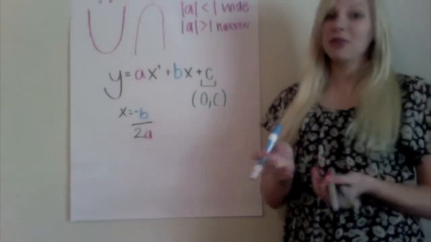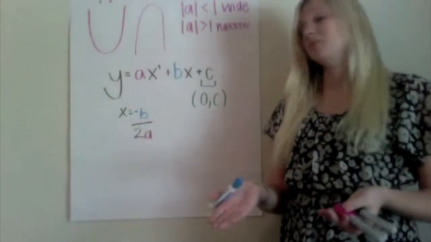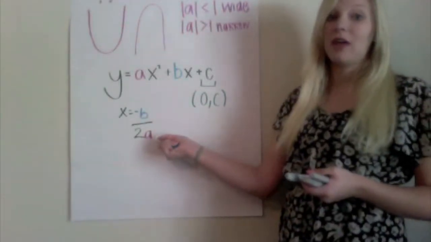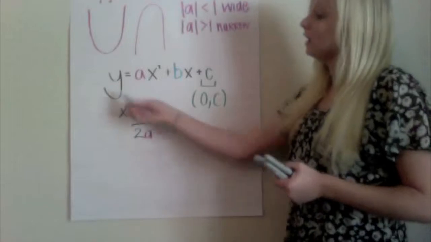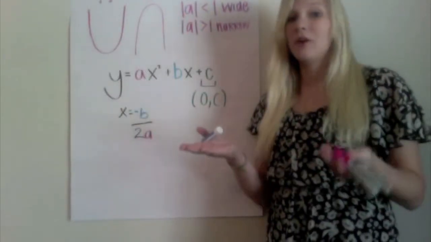Another great thing about the axis of symmetry is that your vertex actually lies on the axis of symmetry every time. So whatever value you got for the x here, if you plug that in to find y, you will have the x-coordinate and the y-coordinate of the vertex, and you can start graphing.